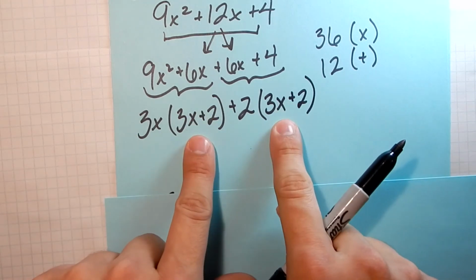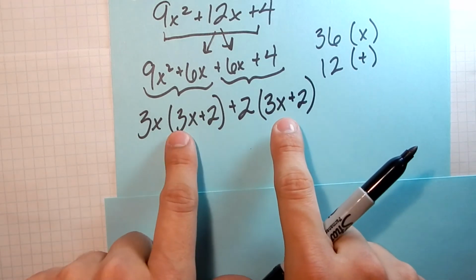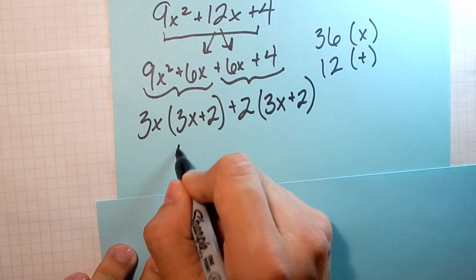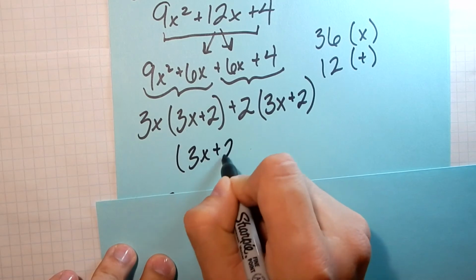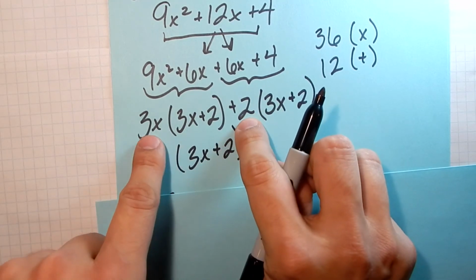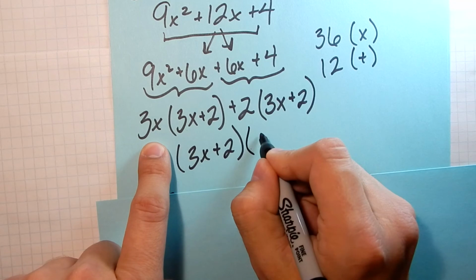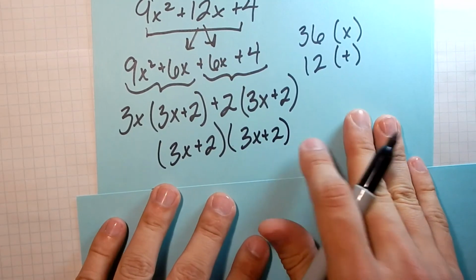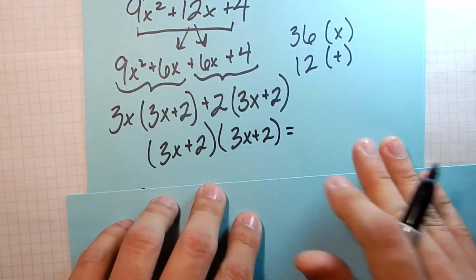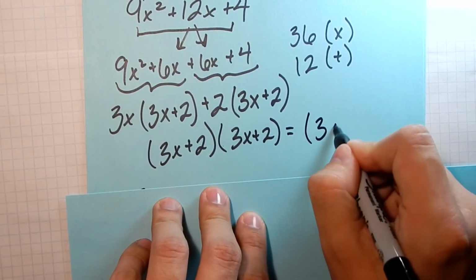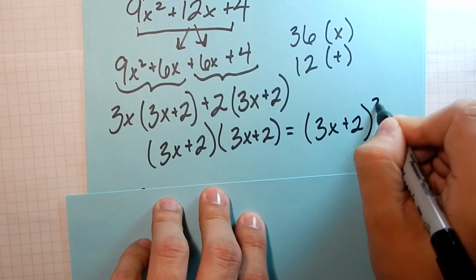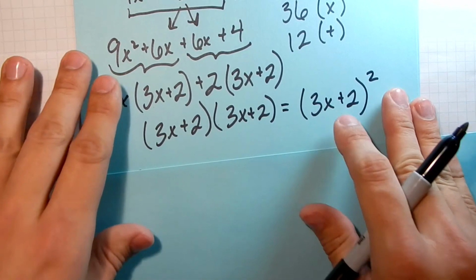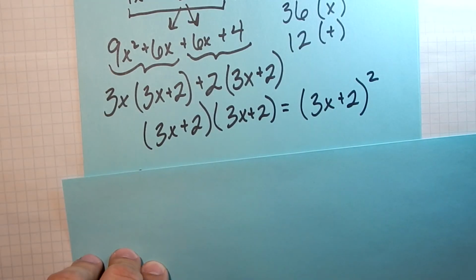And we look and we say, okay, this is great, because I have a 3x plus 2 and a 3x plus 2. So this will come out here. So we have 3x plus 2. And then the stuff that's left over, 3x and a positive 2, that is our next term. Now, if we really wanted to simplify this down, we could write this as 3x plus 2 squared. So either one of these would be acceptable. Okay, so that is that one.